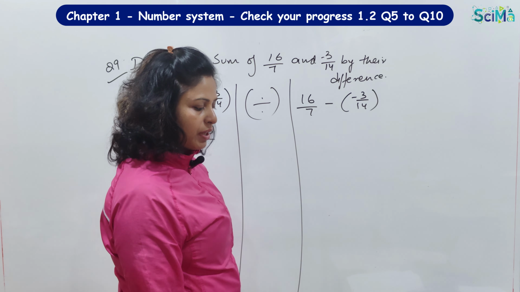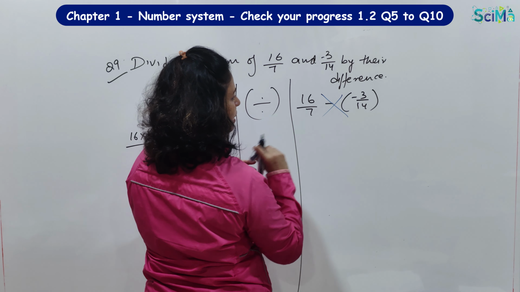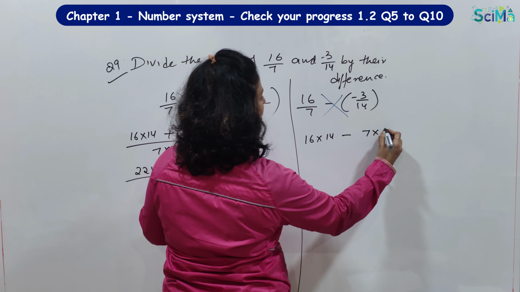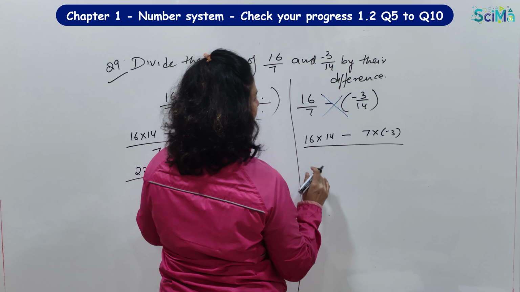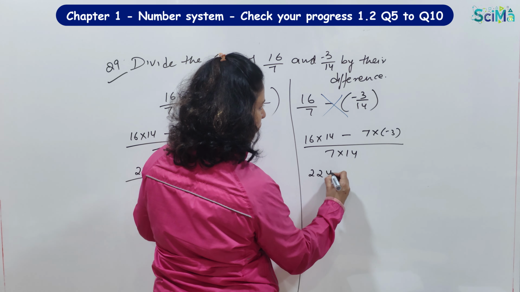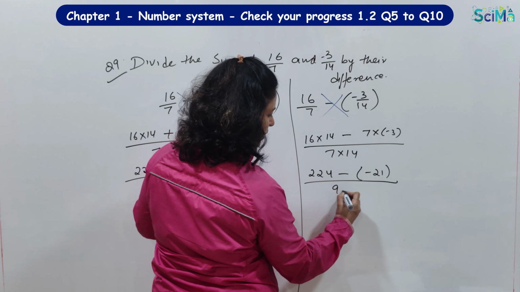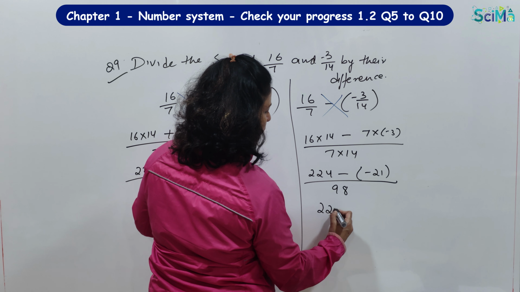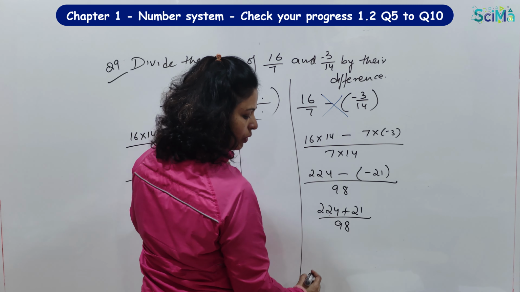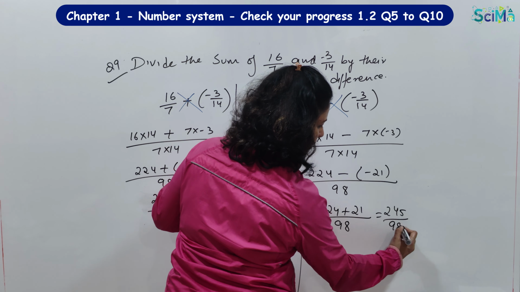Then we move to the subtraction part. Here also we will do cross multiplication. So 16 into 14 minus 7 into minus 3. So here 7 into 14. So we get here again 224 minus 21. We get here 98. So here 224, minus into minus plus. Here we get addition. Okay. So here we get 245 by 98.